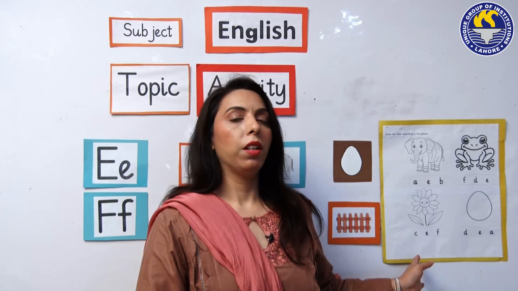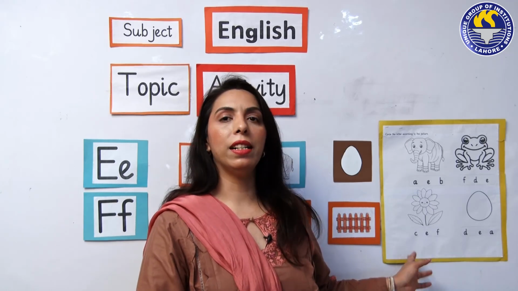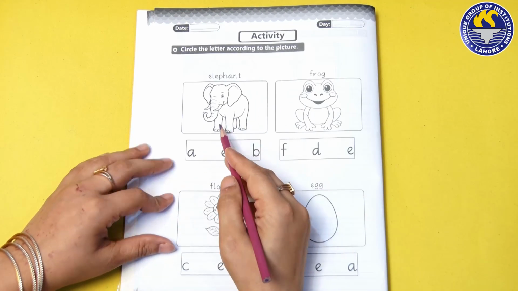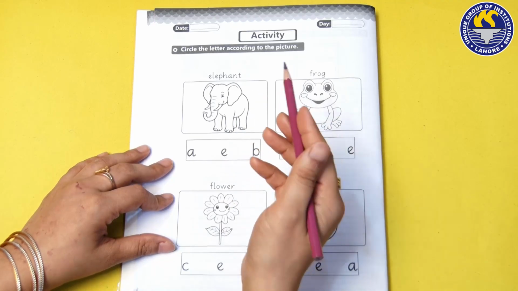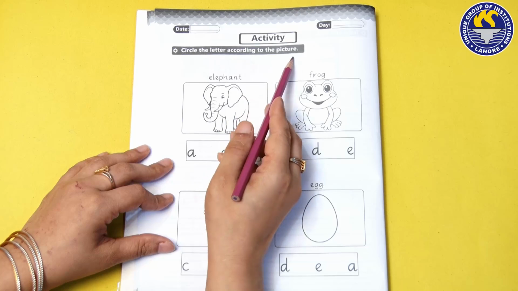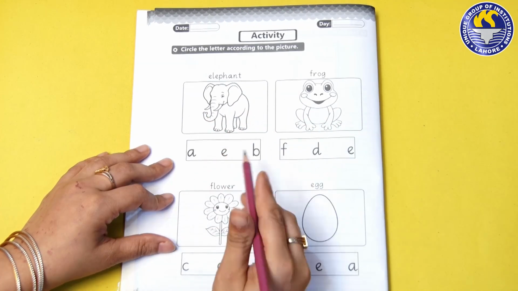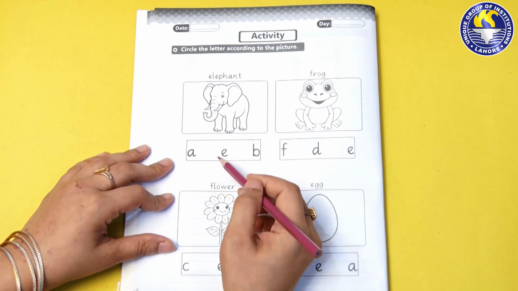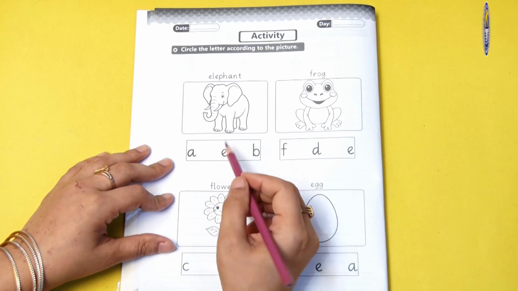This is our activity. For the activity, let's move towards our books. Okay, my dear students, now we are going to do the activity of letter E and F. What we have to do is circle the letter according to the picture. There are some pictures and some letters here.